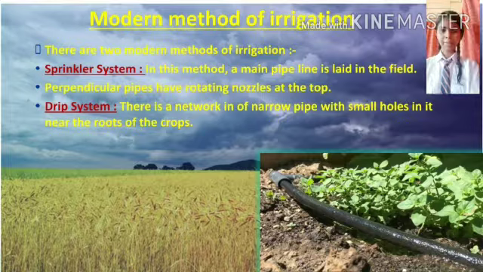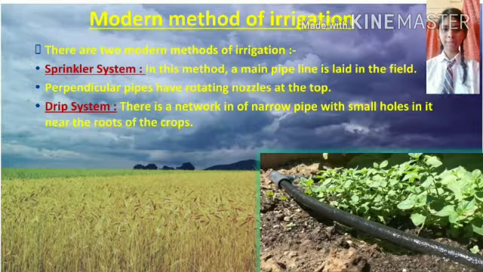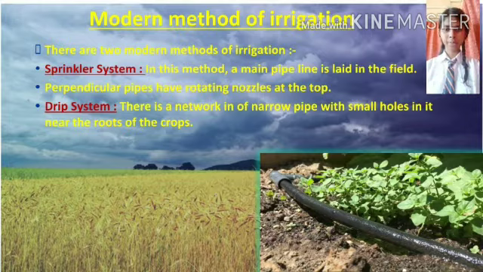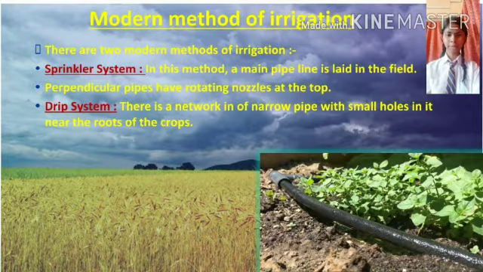In the dripping system, there is a network of narrow pipes with small holes in the field, near the roots of the crop. When water flows through the narrow pipes, it falls drop by drop at the root of the plant and hence is absorbed and utilized by them. The system is the best technique for watering fruit plants and gardens. It prevents water wastage and minimizes water use in agriculture.